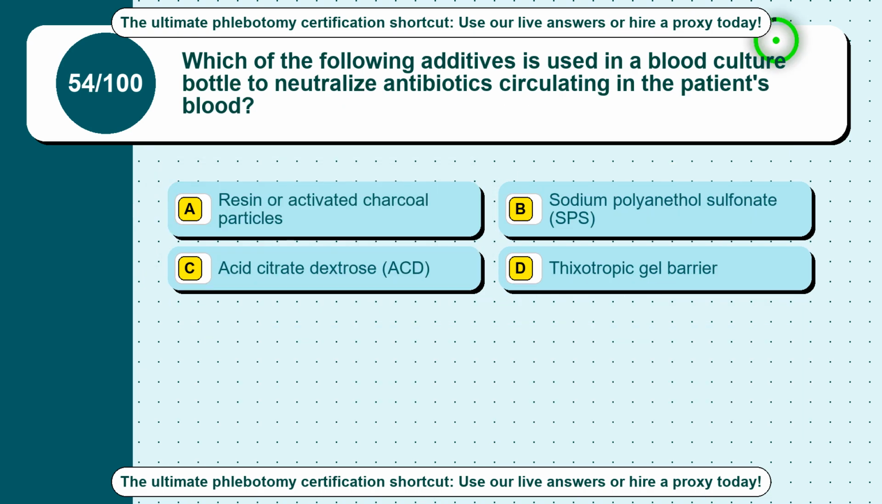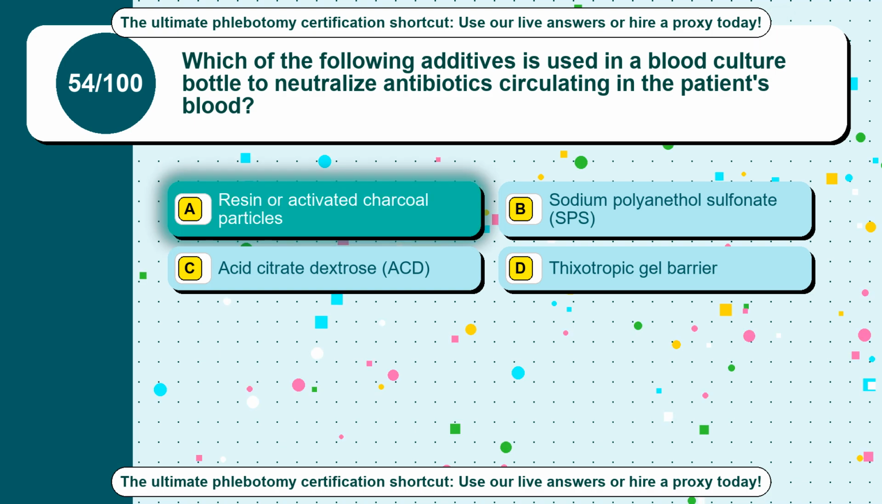Question 54. Which of the following additives is used in a blood culture bottle to neutralize antibiotics circulating in the patient's blood? Option A, resin or activated charcoal particles. Option B, sodium polyanethol sulfonate, SPS. Option C, acid citrate dextrose, ACD. Option D, thixotropic gel barrier.